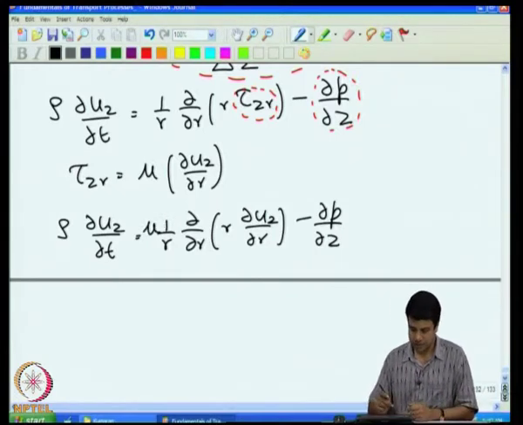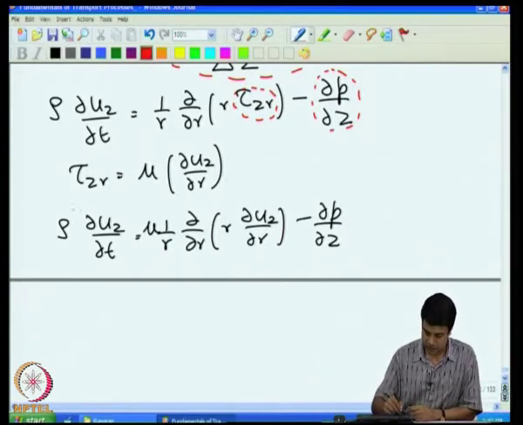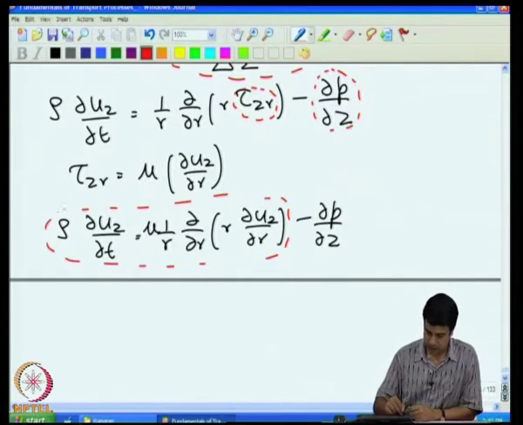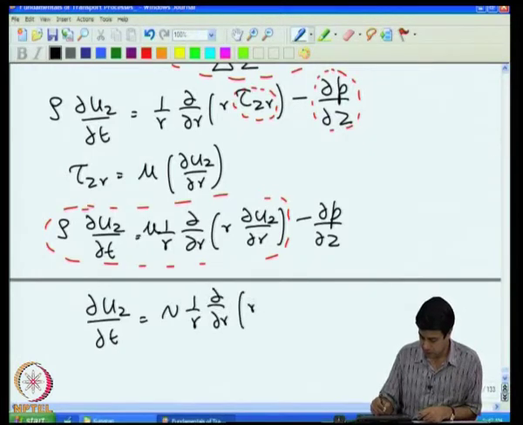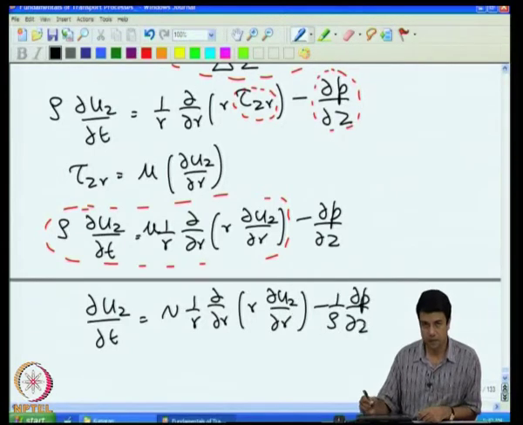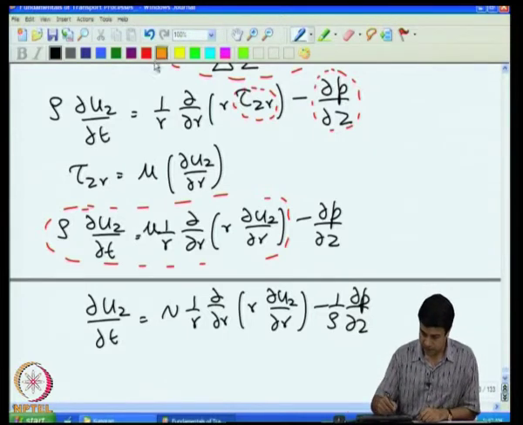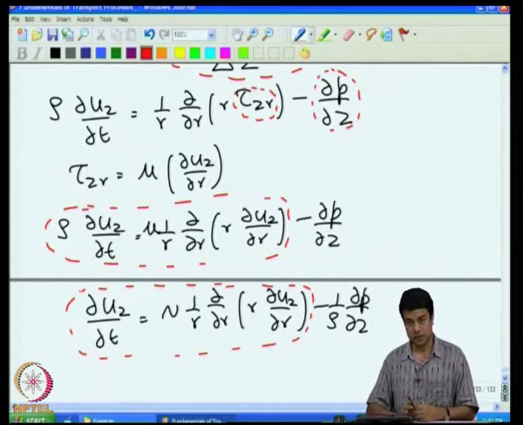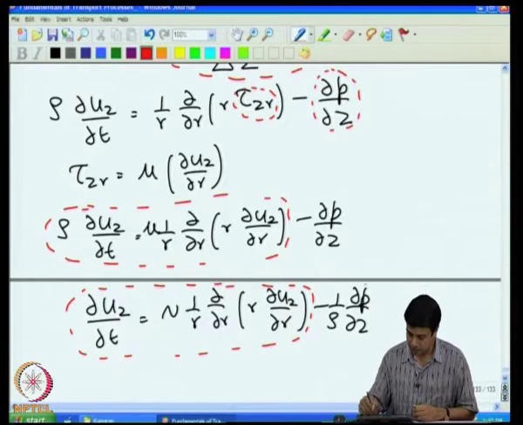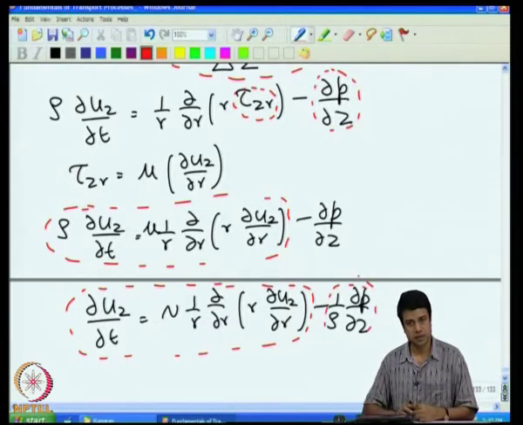Note that this part of it is exactly identical to what we had in the case of heat transfer. If I divide throughout by the density, I can write this in terms of the kinematic viscosity: du z by dt is equal to nu into 1 by r d by dr of r du z by dr, minus 1 by rho dp by dz. So, this part of it is exactly identical to what we had for the temperature field, except that I substituted u z for the temperature and the kinematic viscosity nu instead of the thermal diffusivity alpha. However, this pressure gradient is now different. This is special only to fluid mechanics.